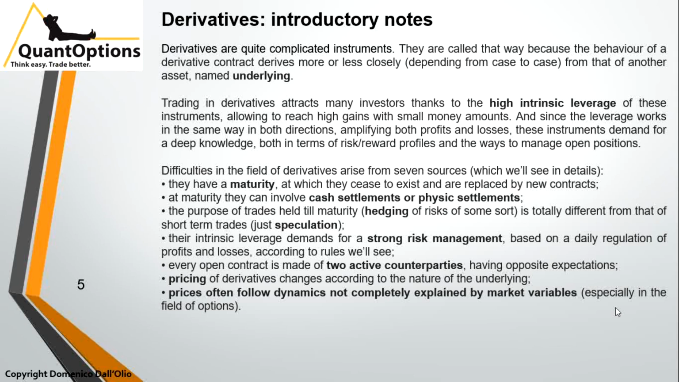They have a maturity at which they cease to exist and are replaced by new contracts. At maturity, they can involve cash settlements or physical settlements, depending on contract specifications. The purpose of trades held till the maturity is completely different from that of short-term trades. One first very important note: derivatives have maturity, but it doesn't mean that in the moment you purchase them, you have to keep them till the maturity. You can buy and sell, buy and sell, buy and sell them multiple times, even in a single day, hour, or minute.